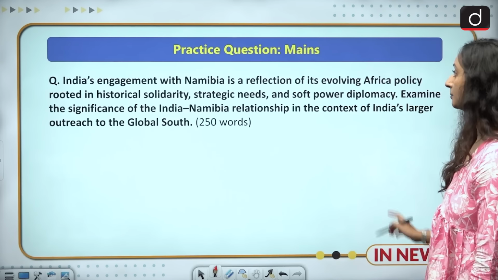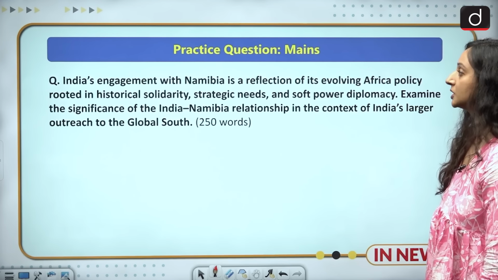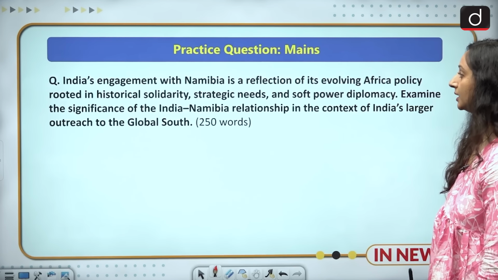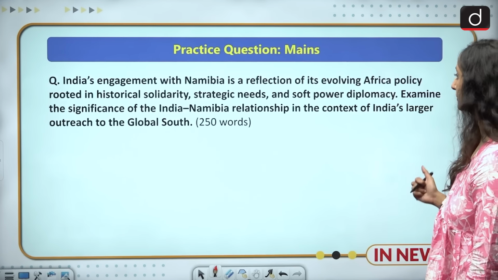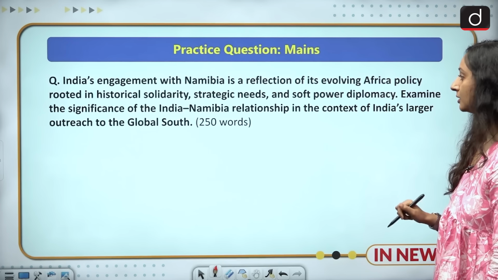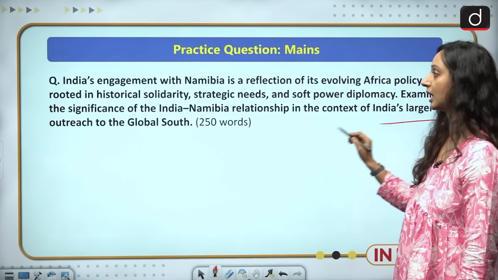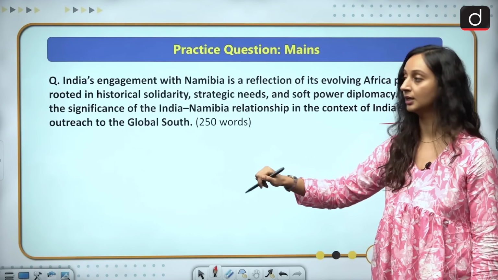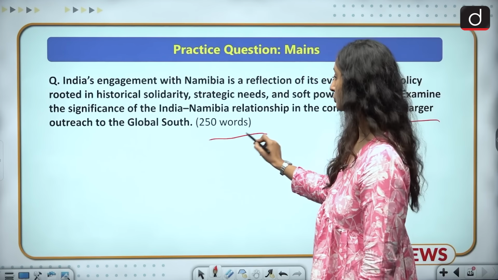Also, let us look at a practice question for mains, which is: India's engagement with Namibia is a reflection of its evolving Africa policy rooted in historical solidarity, strategic needs, and soft power diplomacy. Examine the significance of the India-Namibia relationship in the context of India's larger outreach to the global south. Please practice this question in 250 words.